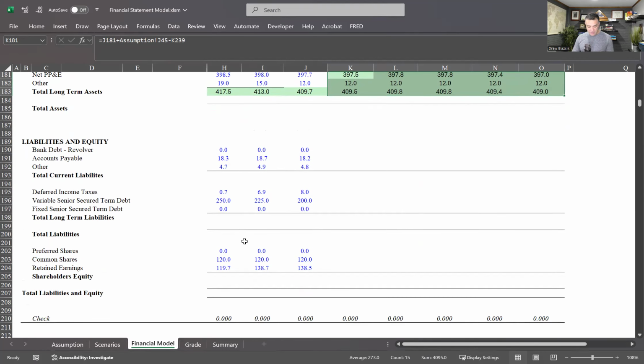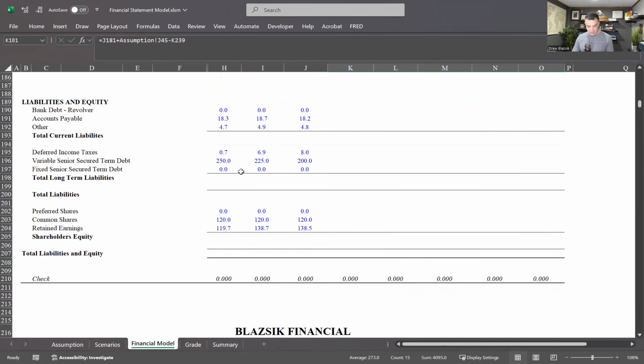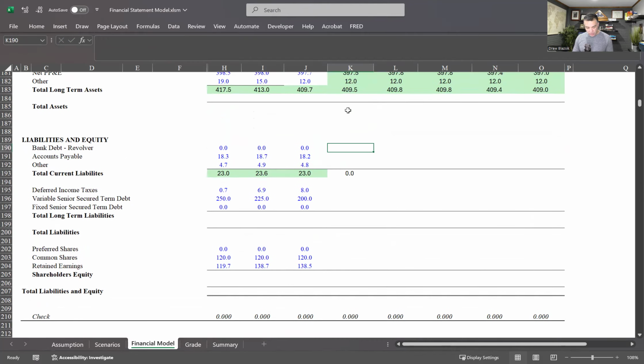All right, next is liabilities and equity. So we got our short-term or current liabilities. Again, on the bottom is just a sum of those. I'm just going to bring it over to that first projected year. And what we want to do here is, just like the current assets, the first one is solved. The first one for assets is cash. That is found in the cash flow statement.